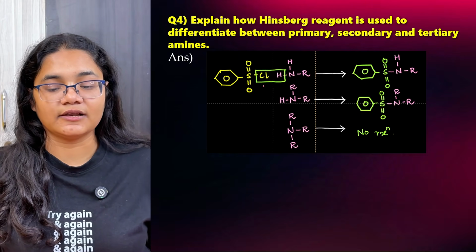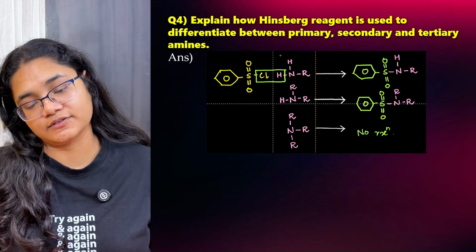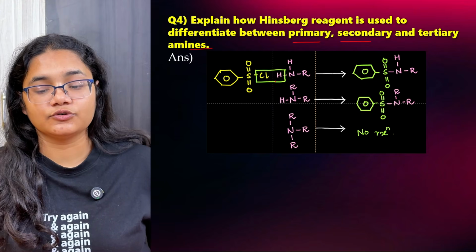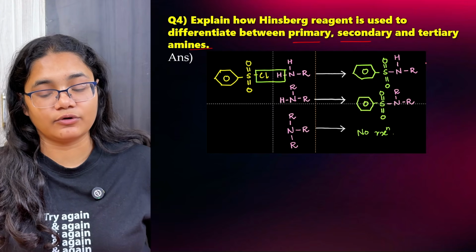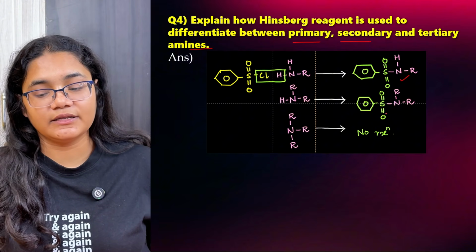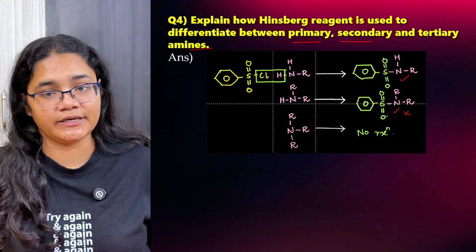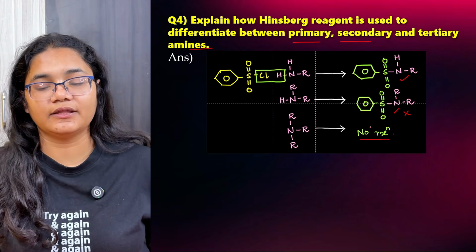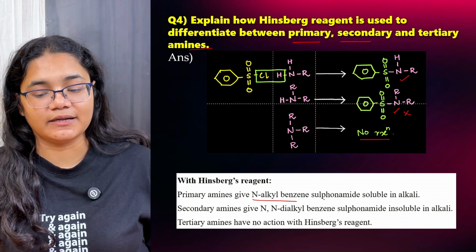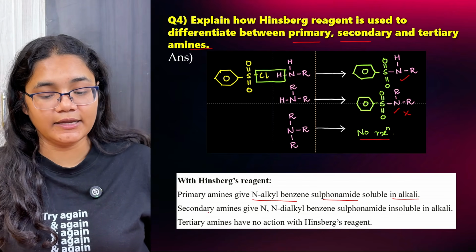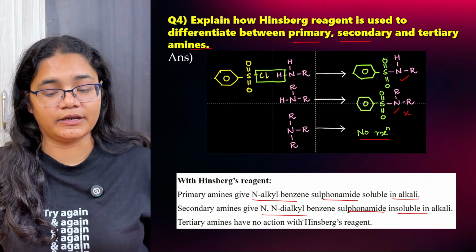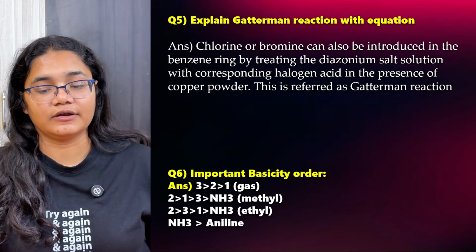This benzene sulfonyl chloride is Hinsberg reagent and it is used to differentiate between primary, secondary and tertiary amines. With primary amines, you will get a sulfonamide salt and this particular salt is soluble in alkali. With secondary amines you will get a product which is insoluble in alkali, and with tertiary amine there is no reaction at all. So you can see here primary amines give N-alkyl benzene sulfonamide soluble in alkali. Secondary amines give N,N-dialkyl benzene sulfonamide insoluble in alkali, and tertiary amines do not react at all.